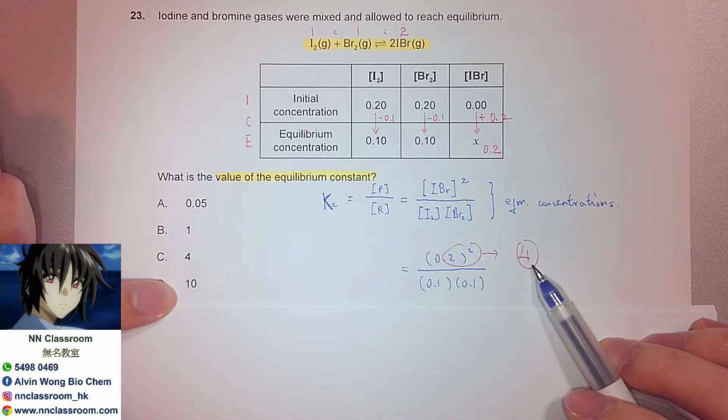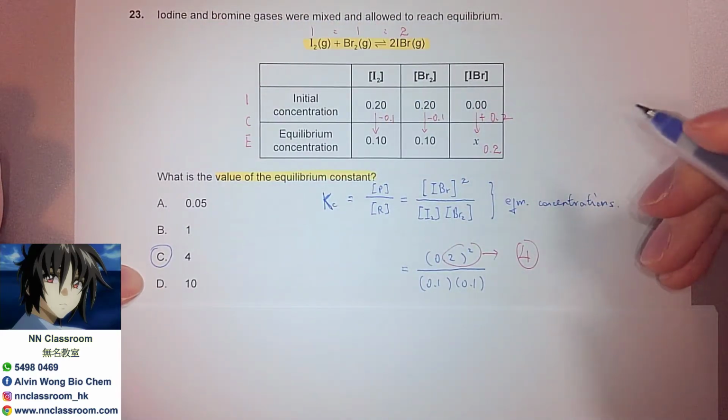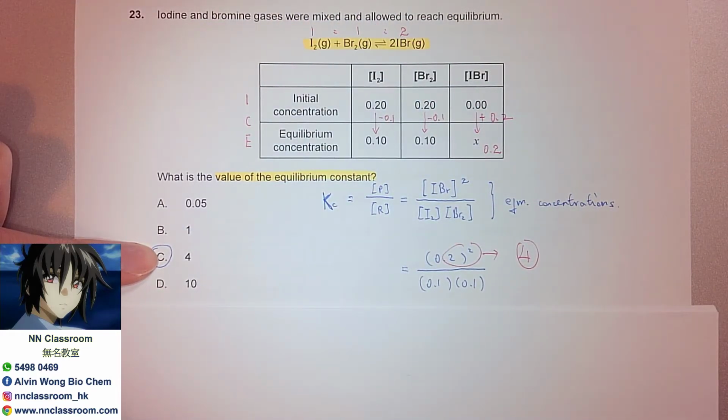So that's why from the choices we can see there's only one choice with a factor of 4. So our answer will then be C.